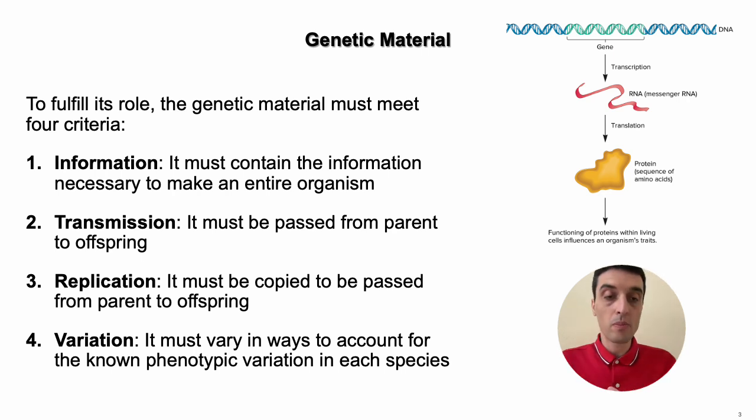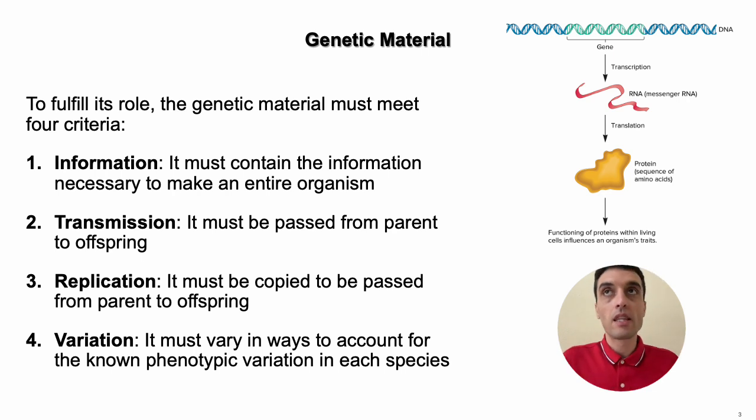This information has to have a way to be replicated. It means that this information has to be copied over into a new cell, and also has to be copied into cells whose function is reproduction, and we call this process transmission. So we can pass from one multicellular organism like ourselves to our offspring.